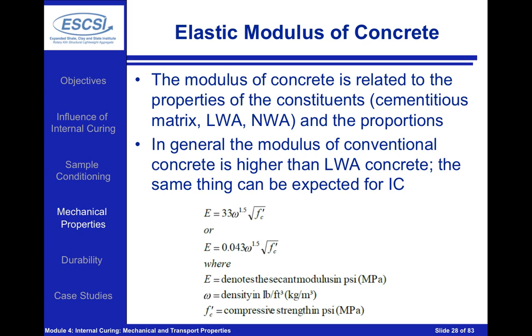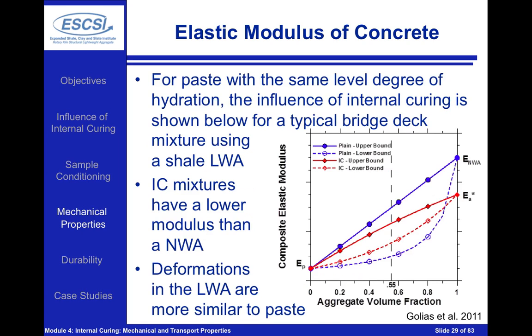Now, to move on past just the tensile strength, we can also look at the elastic modulus. And as we mentioned a little bit earlier, it's important to remember here that the lightweight aggregate tends to have a slightly lower modulus than most of the normal weight aggregates that are being used. So it tends to be more like what we see in the matrix. We can estimate the elastic modulus using the standard ACI formulation, where we can say that the modulus is equal to 33 times the density of the concrete raised to the 1.5 power times the square root of the compressive strength, and that's shown here.